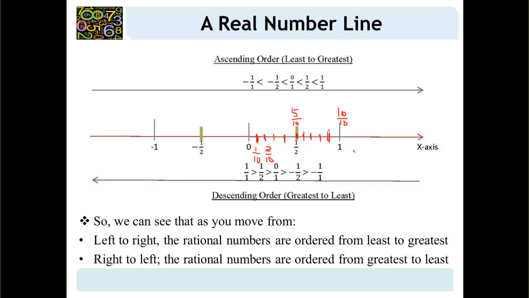We can express all these numbers as rational numbers. It means 1 over 1. 1 is greater than 1/2. 1/2 is greater than 0 over 1, which is 0. 0 is greater than negative 1/2. Negative 1/2 is greater than negative 1. So as you move from right to left, the numbers are descending.